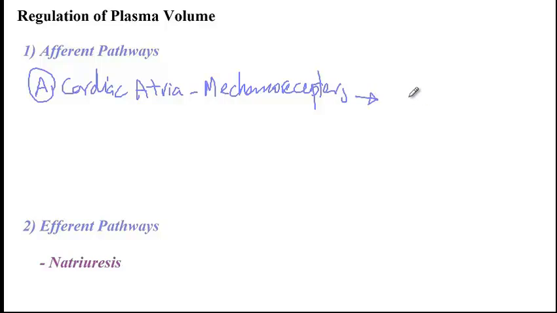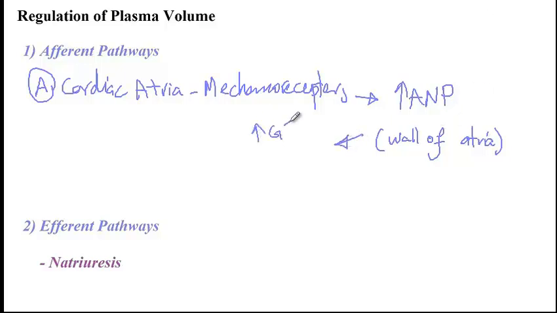as a consequence of which, under circumstances where there is too much pressure, there would be increased production of the atrial natriuretic peptide by the wall of the atria inside the heart. And the function of the atrial natriuretic peptide is to increase glomerular filtration rate in order to increase excretion of the body fluids.